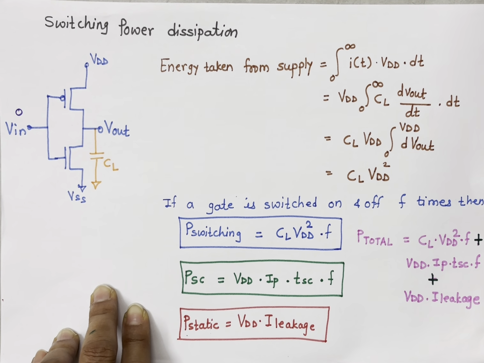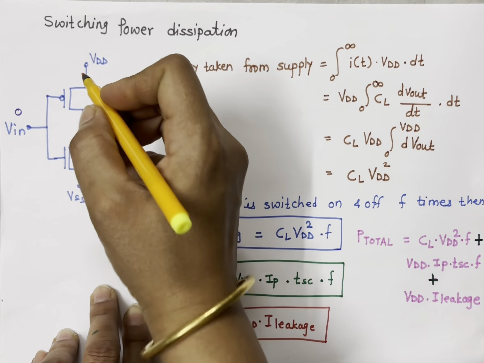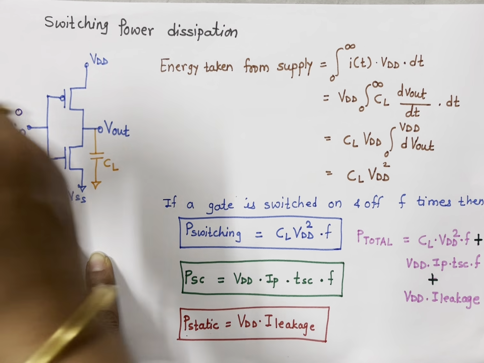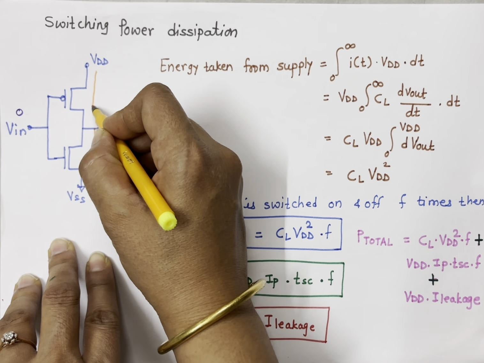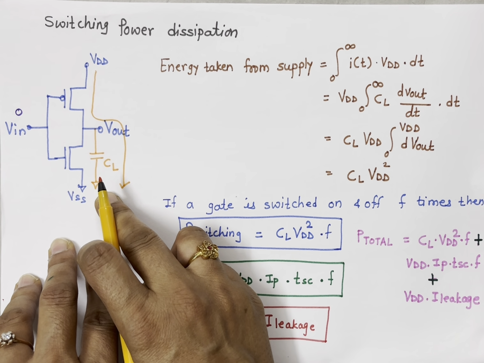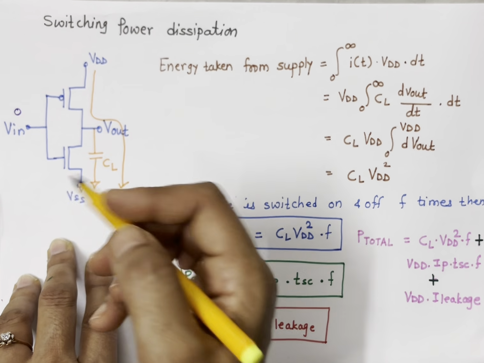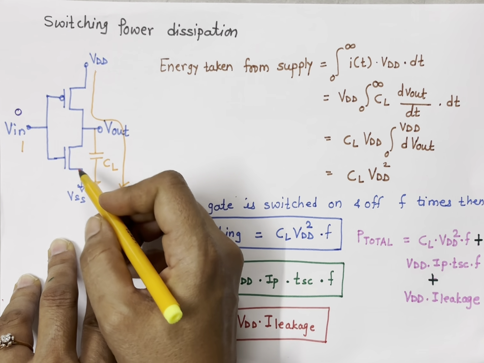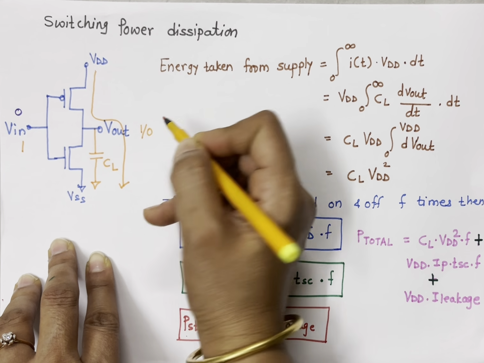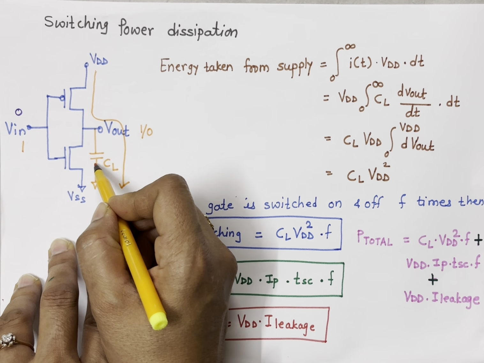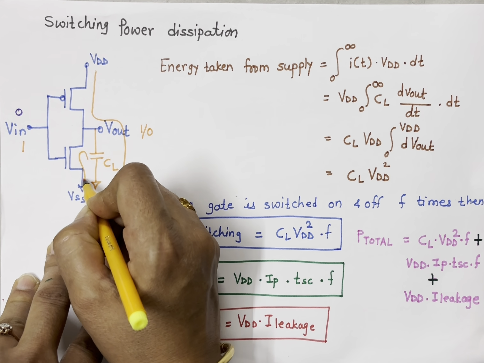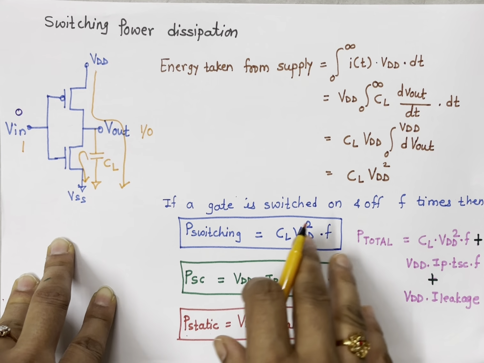So current flows from VDD to PMOS to CL. So current flows in this direction and the load capacitor charges, whereas when input is 1, then NMOS turns on, PMOS turns off, and output becomes 0. At that time, the charge stored in this capacitor will get discharged through this NMOS.